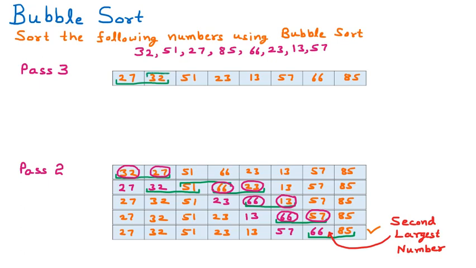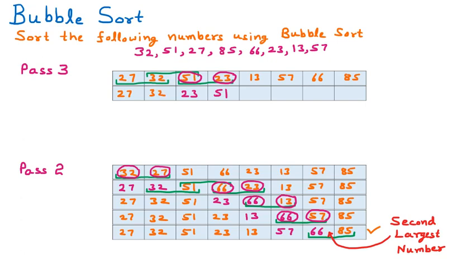Compare 32 and 51, in ascending order, no problem. Compare 51 and 23. They are not in ascending order. 51 is greater, so here we have to swap these two elements. So 51 and 23 have to be swapped. We are inserting one more row here. So 23 will come here and 51 will come afterward. And all the remaining elements will stay as they are.